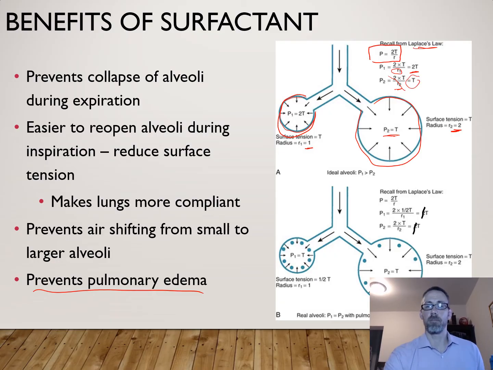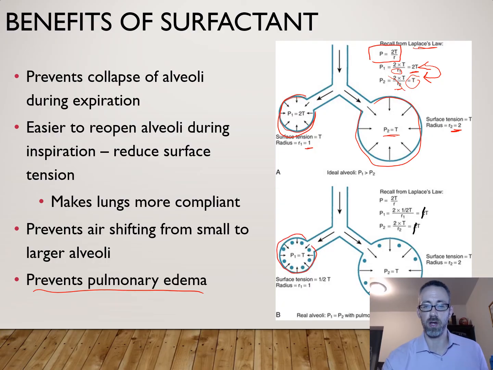So if we compare the two of the smaller alveoli, which is this one, compared to the larger alveoli, the smaller alveoli has twice the amount of surface tension, meaning the smaller alveoli is more likely to collapse on itself. Now, if I look at B down here, it's the same setup.